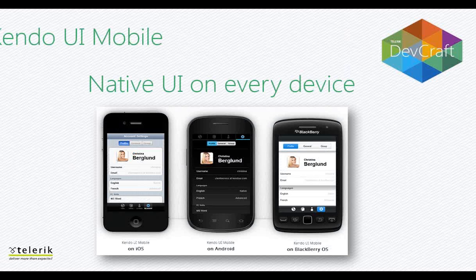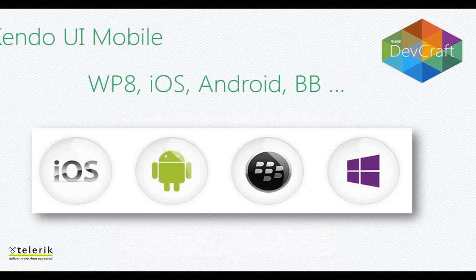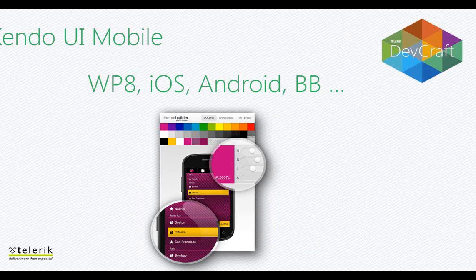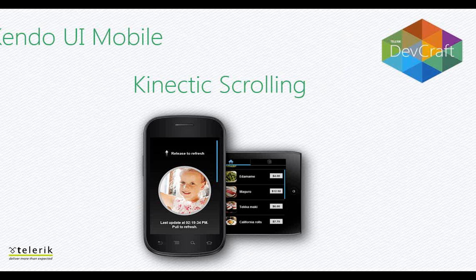It's a native UI on every device. You saw that in the live demo. We support pretty much all the platforms you can think of: iOS, Android, BlackBerry, Windows Phone 8. We provide a mechanism to change the themes. We have an online theme builder, so your UX person can just come in. It need not be the same look and feel; you can change it to your will. We take care of kinetic scrolling, meaning that although this is HTML5 and JavaScript, when somebody scrolls a list view, it is as native a scroll as possible. That's one of the highlights of Kendo UI.